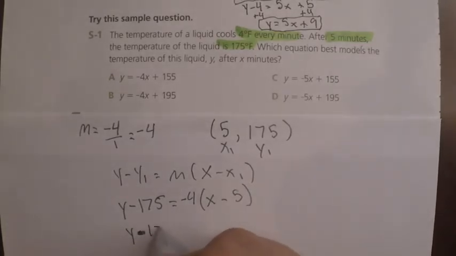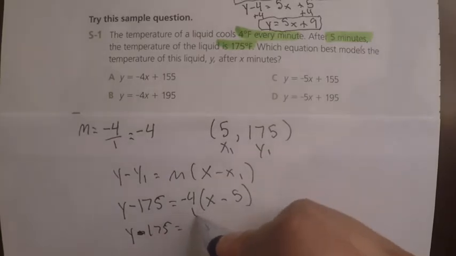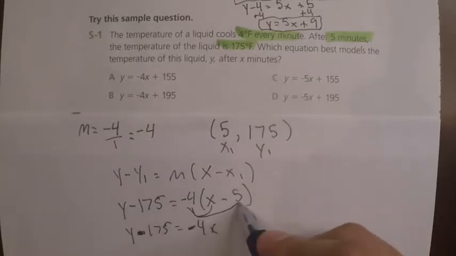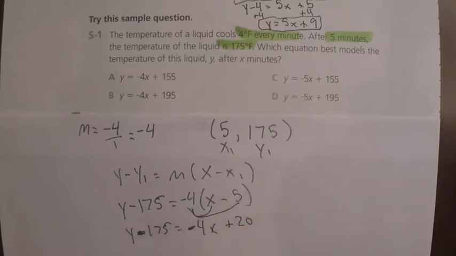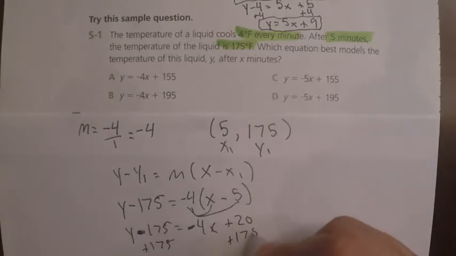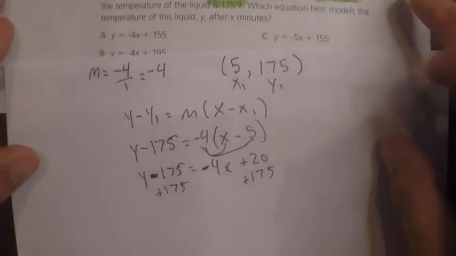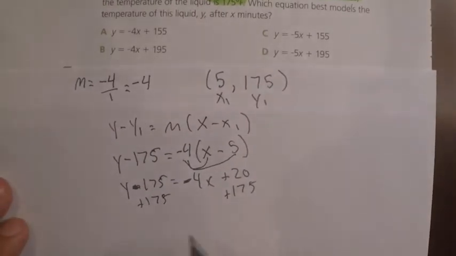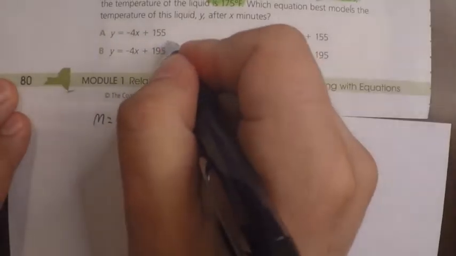Y minus 175 equals -4 times x, which is -4x. -4 times -5 is +20. Then we go through and add 175 to both sides, and we get that y is equal to -4x plus 195. If we look at our choices here, that is the same as choice B.